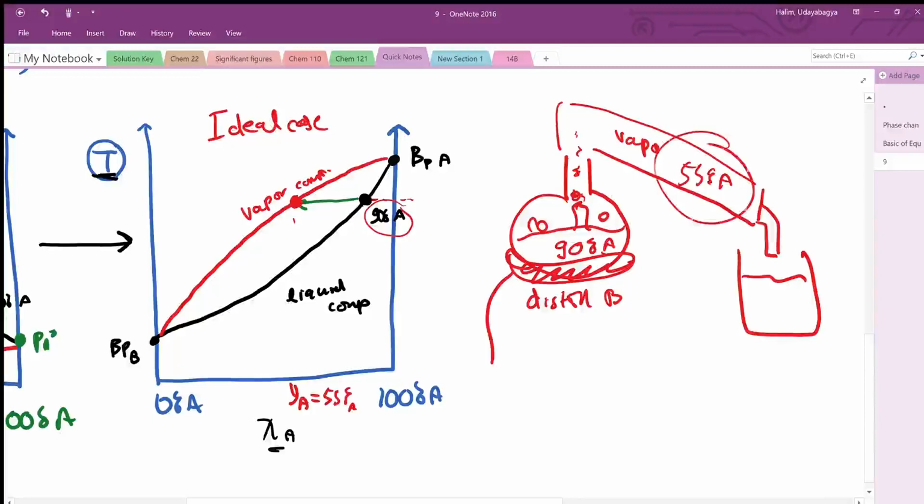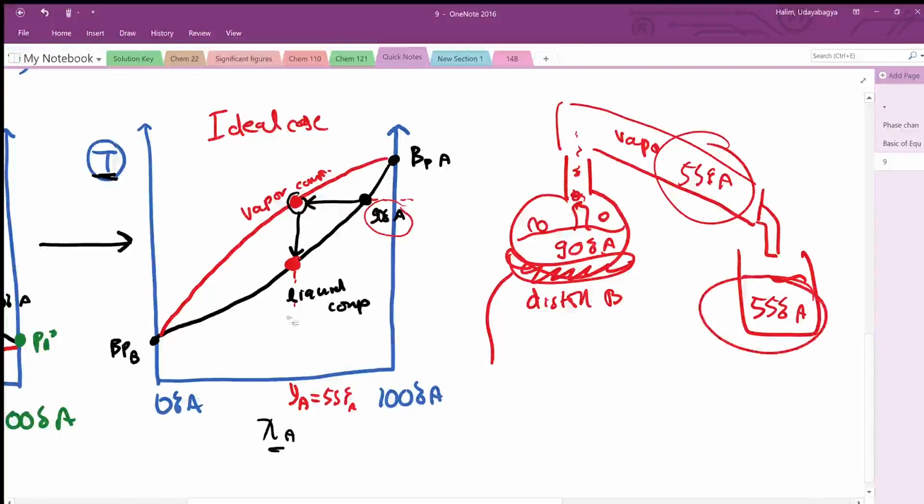So if I were to then condense this vapor into a liquid, then my new distilled liquid will contain a 55% solution of A. Right? So I change my liquid into a vapor, at the boiling point, whatever that is. And as I condense the vapor back into a liquid, my composition is changing now. Okay. And my new liquid composition will be at 55%.